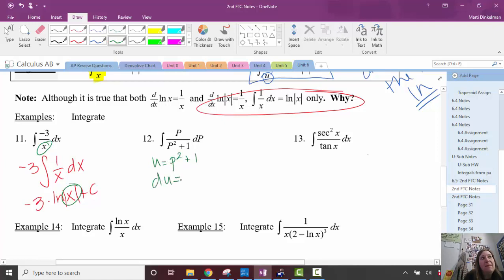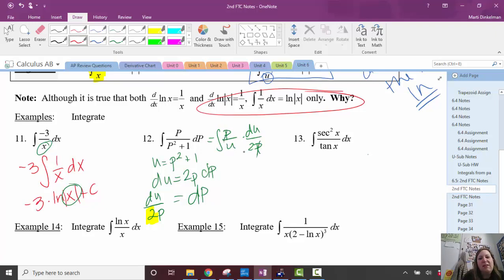If u equals p squared plus 1, du is 2p dp. And remember, we solve for dp. The nice thing about u substitution is you don't have to think about where that 1/2 that I had up there earlier comes from, because it just pops in there. So we're going to have p over u, and then du over 2p. Again, I like to think of this 2 as a 1/2 on the outside, so that I can see that it's 1/2 natural log of u, and then plus c. With u sub, we have to go back to that original.